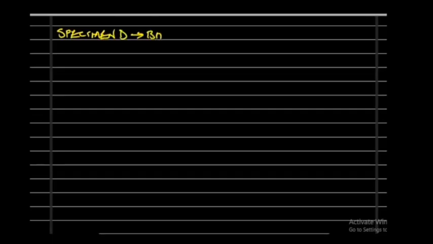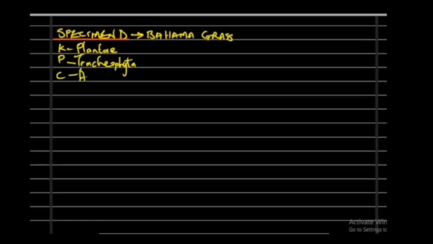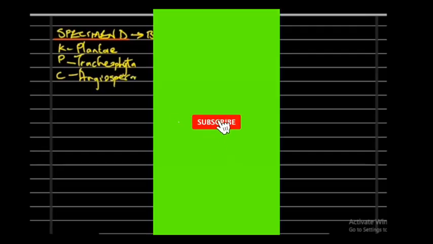Specimen D is the Bahama grass. So what is our Bahama grass? Let us quickly look at the classification of this particular species. It belongs to the kingdom Plantae. The phylum there is Trachyphyta. The class is Angiosperma. The order is Poales.